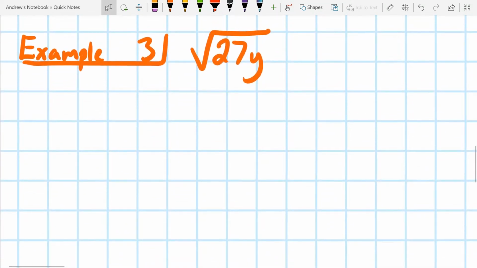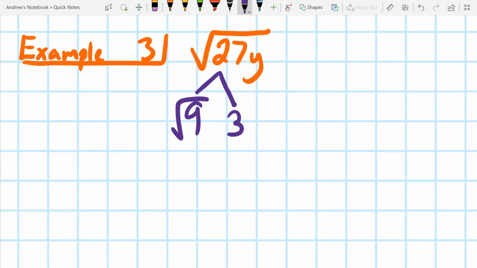It feels like a lot, but that's why we want to think about this just as the numbers and the variables separately. So when we look at example 3, again, square root of 27 doesn't come out nicely. But 9 does come out nicely. So I'm pulling apart. I know that the square root of 9 is 3, and the square root of 3 is ugly.